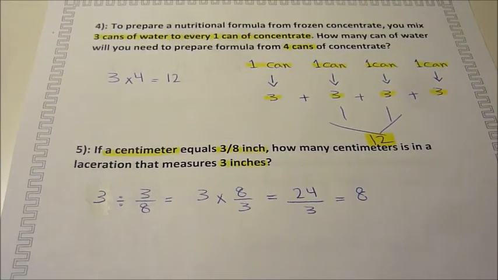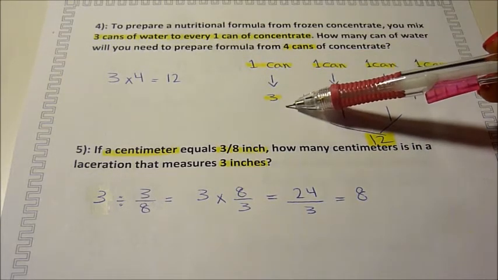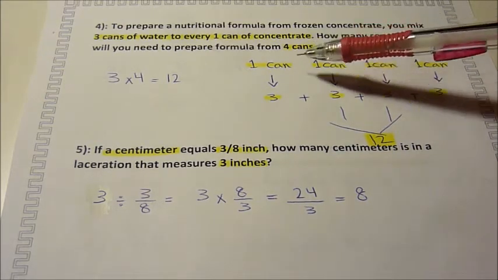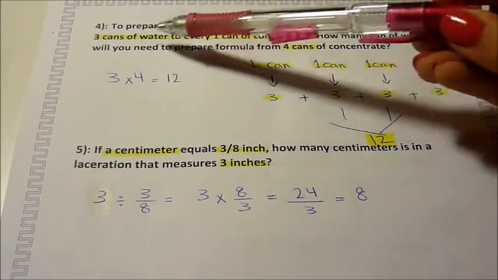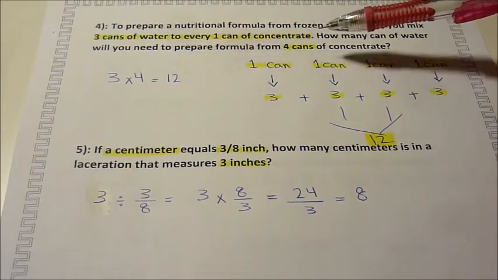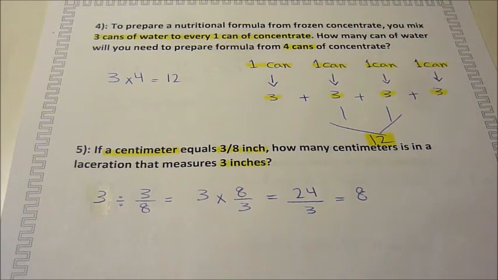Our fourth question says, to prepare a nutritional formula from frozen concentrate, you mix 3 cans of water to every 1 can of concentrate. How many cans of water will you need to prepare formula from 4 cans of concentrate? Really easy. 1 can needs 3. When you add another can, you need 6. Another one will make it 9, and another one will make it 12. Or you just take 3 cans of water and multiply it by 4 and you will have 12. Really simple.